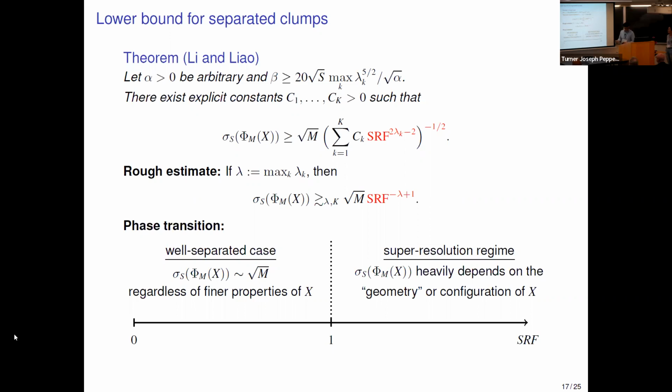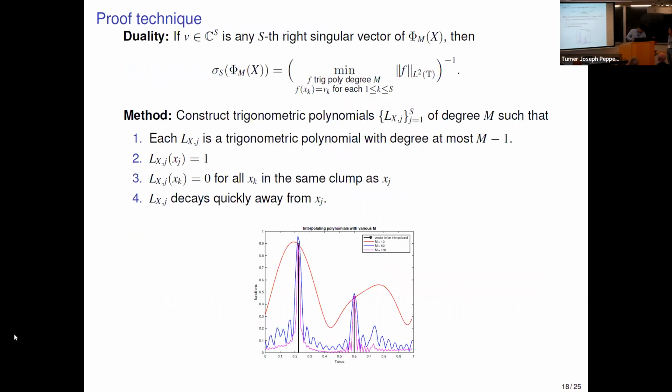And this provides the following phase transition. Basically, when the super resolution factor is less than 1, you're in the well-separated case. These matrices are well-conditioned. But in the super resolution regime, the conditioning or the smallest singular value really depends on the geometry or configuration. As you can see in this exponent lambda, as you let the super resolution factor grow, this thing will go to 0 at a rate that is highly dependent on lambda. Okay, so maybe in the interest of time, I will skip the proof technique. I will just say that we relate this to an over-parameterized min-norm interpolation problem, and then we do a constructive approximation. And this is how we end up with explicit constants for everything.